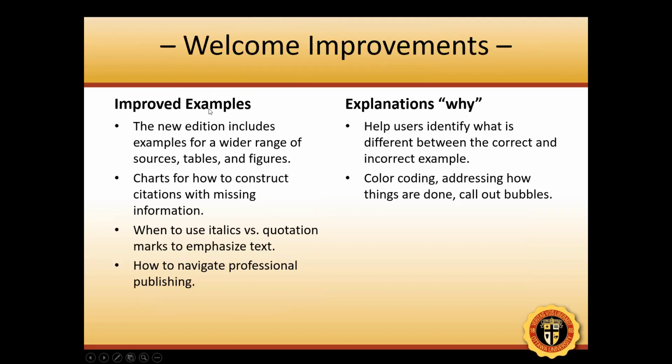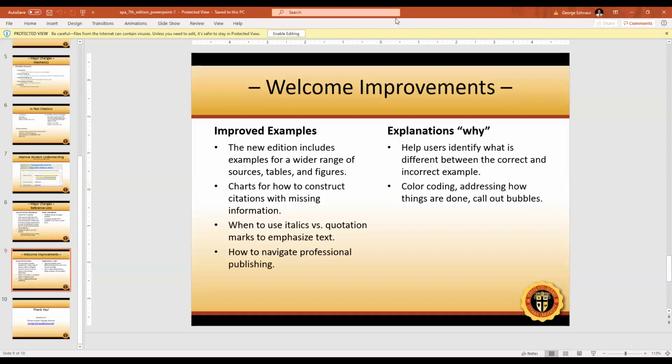The new manual and the new apastyle.org have better examples for sources, tables, charts, figures. All of that is much easier to navigate for students who need to utilize that information in their assignments. A lot better explanations as to why, which I noted earlier. But I think overall they've done a good job of simplifying what doesn't need to be a complex writing format, but has been in the past. So if you'll just bear with me here.